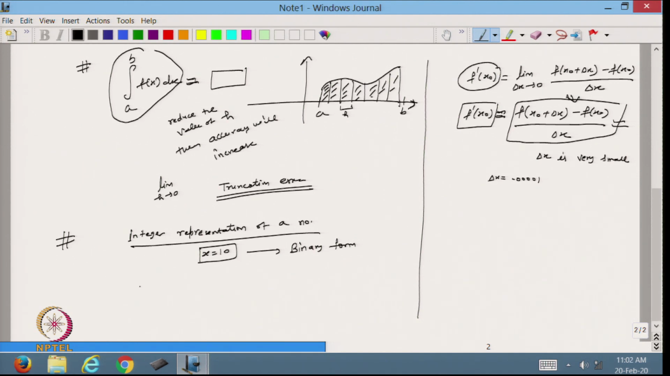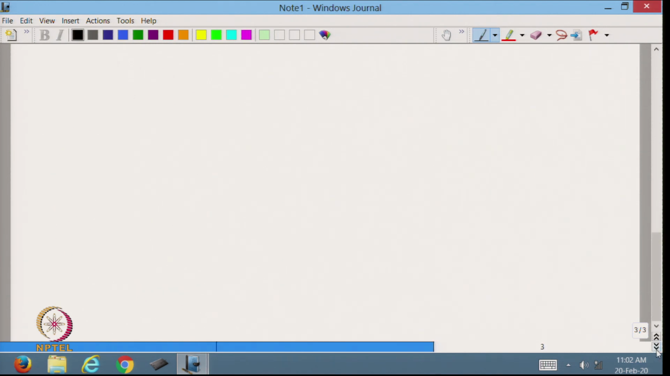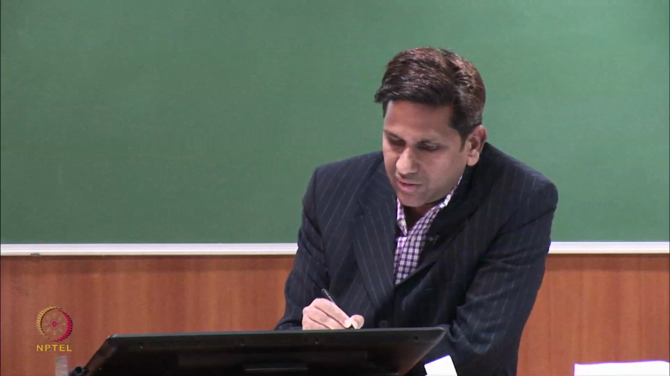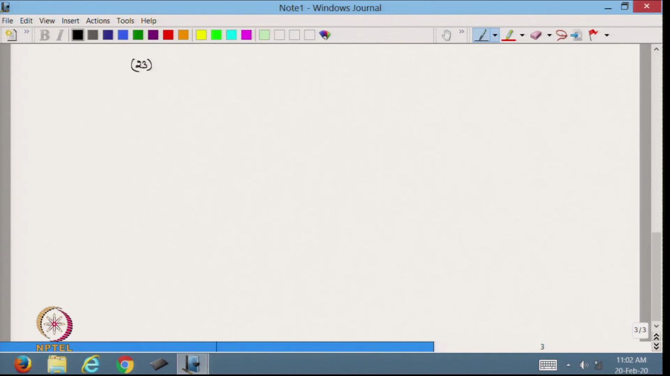Before that I just tell you how we can change a decimal number into the binary number. So, let us start with this one. Suppose I have a number 23, and this number I am having in terms of decimal. Now, I want to convert it into the binary form. So, what will I do?